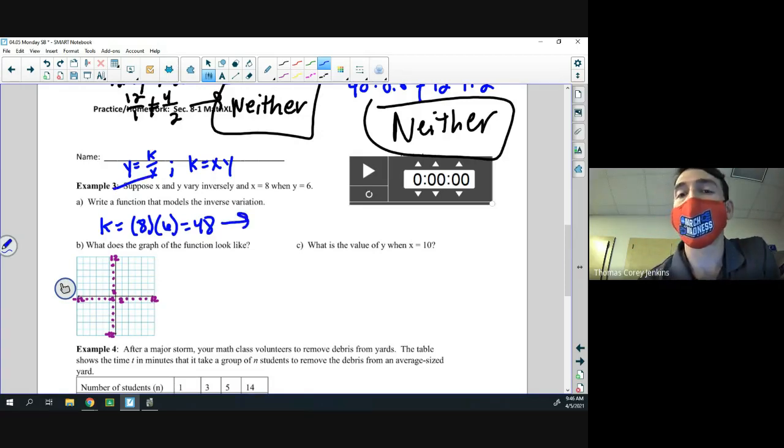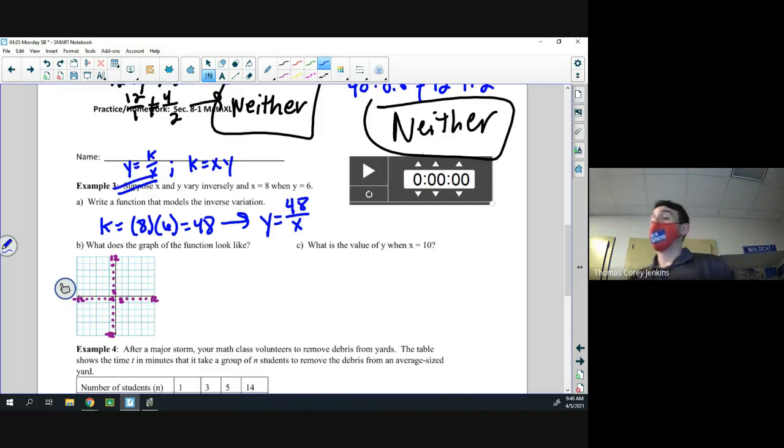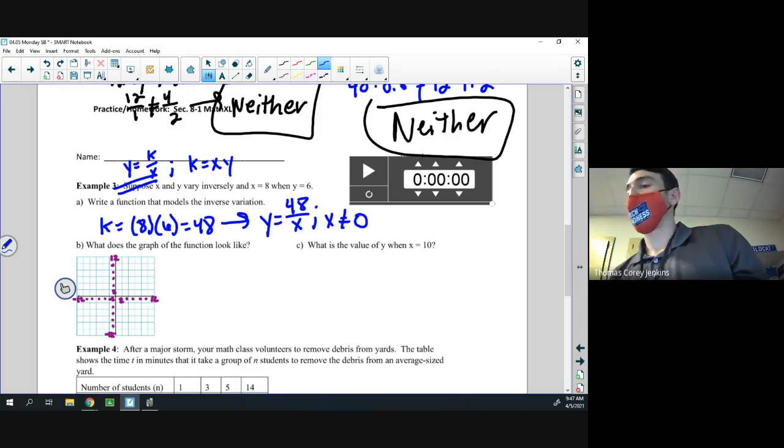Then we jump to y equals k over x. That's going to be my equation: y equals 48 over x. At that point, I'm going to try to graph this, instead of making an XY table. One more thing too: let's say where x cannot be 0. Don't forget that part.